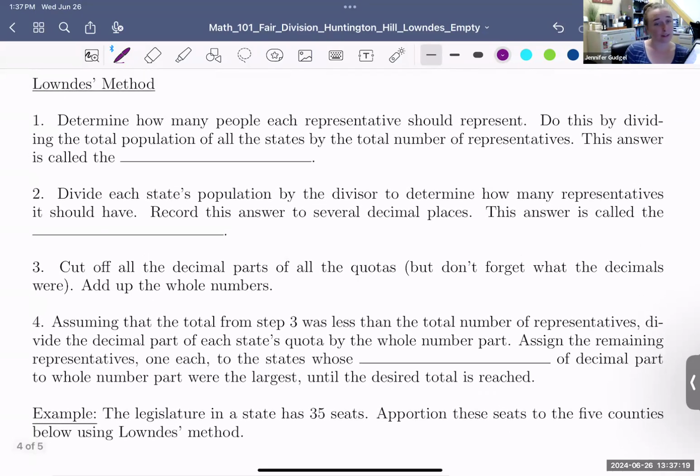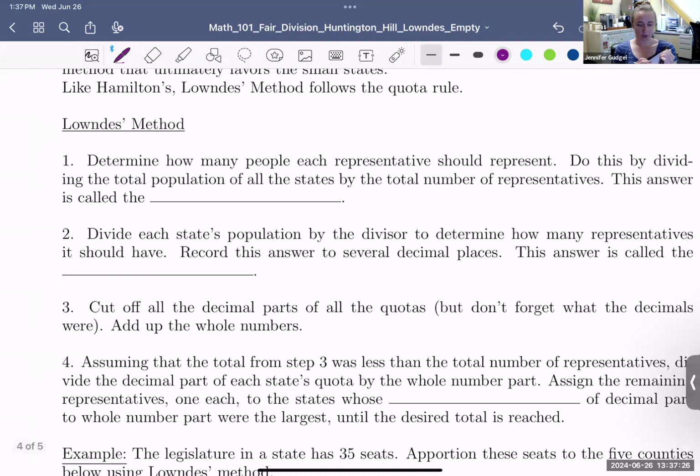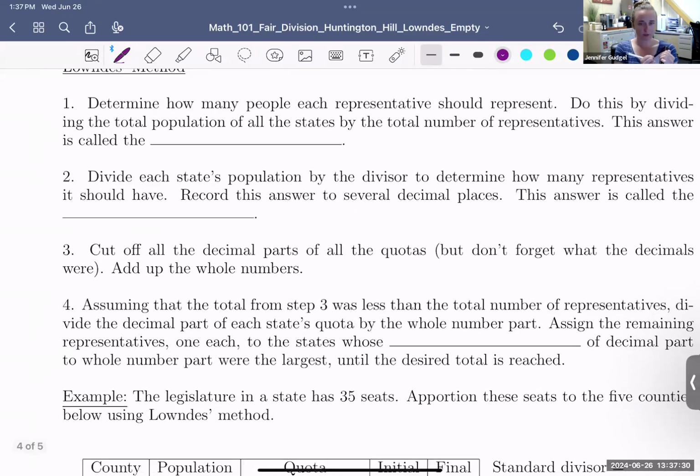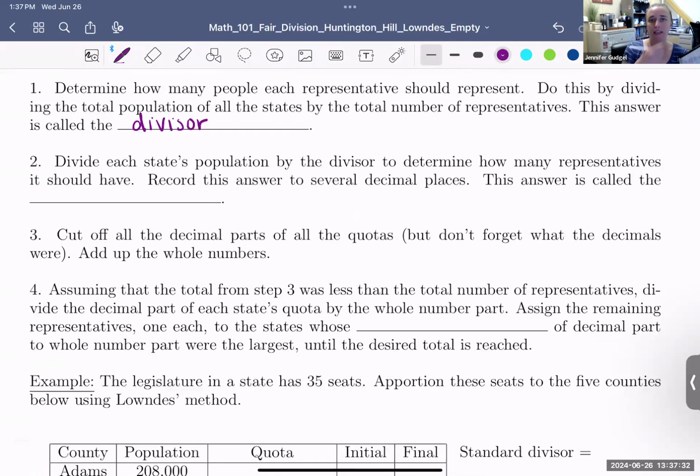It starts, you might have guessed, with the same two steps. All right, step number one is to find that standard divisor. I'm just going to write the word divisor. I'm not going to write the word standard this time. We find the divisor by taking the whole population, dividing by however many representatives we have.